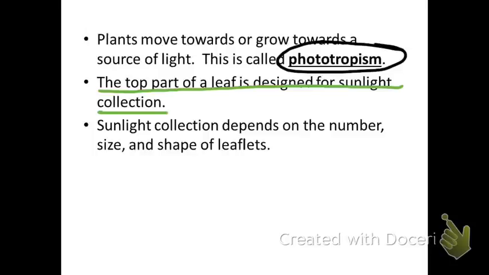So the top part, our leaf, is where we are doing photosynthesis. That's the part of the plant that its job is simply to capture light and make sugars for the plant to use as energy. So sunlight collection is going to vary on different types of plants. When we look around at our environment, we see plants of all different sizes and shapes, and different numbers of leaves, different shapes of leaves, and all of those have been adapted to their respective environments so they can do the best to capture the amount of sunlight so they can do this process of photosynthesis.